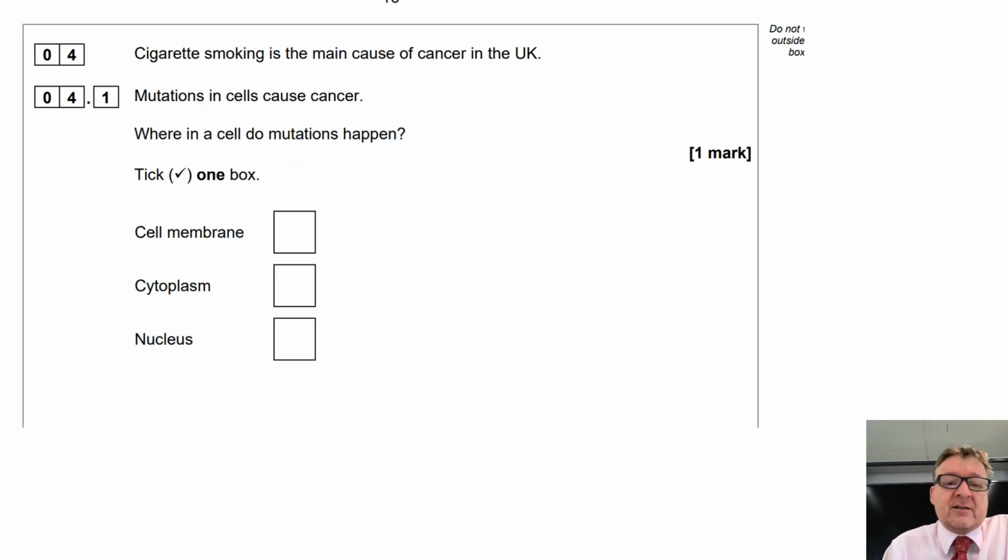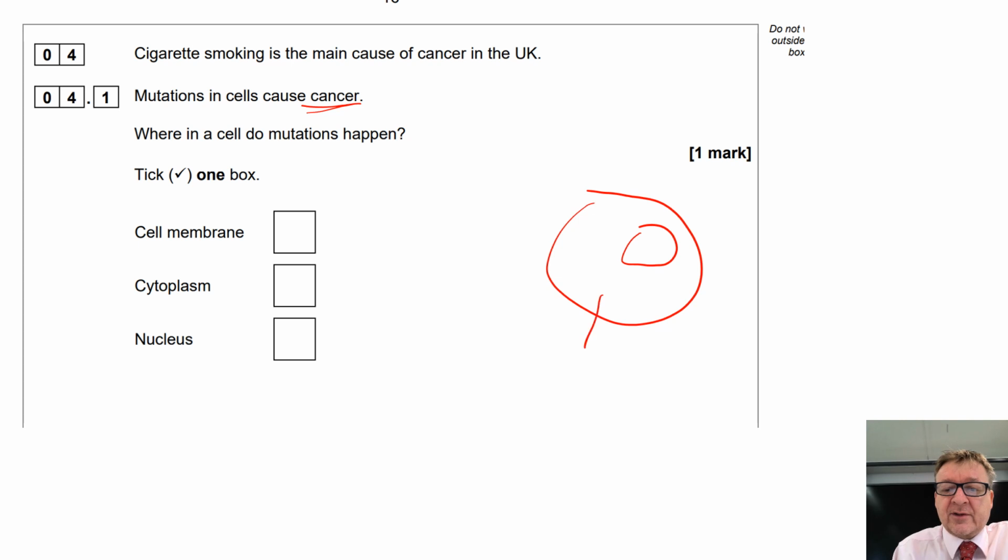Cigarette smoking, a disgusting habit, is the main cause of cancer in the UK, and people still do it. Mutations in cells cause cancer. Where in a cell do mutations happen? So there's my cell, my nucleus, the cytoplasm, a cell membrane around the outside, ribosomes, mitochondria, and there's my nucleus. Where do they happen? Well, they definitely don't happen in the cell membrane, because that's just a layer around the outside. It doesn't happen in the cytoplasm, because that's where chemical reactions happen. The nucleus, the DNA, is where mutations happen.